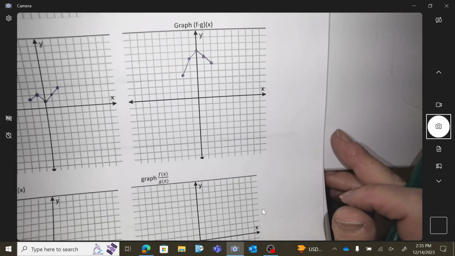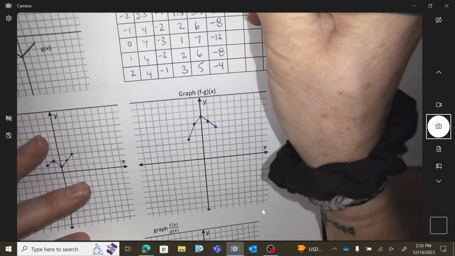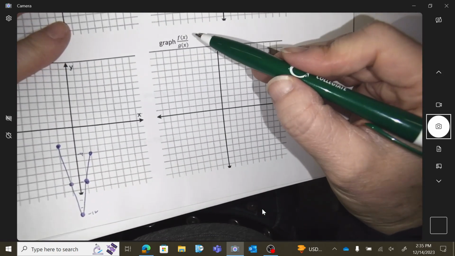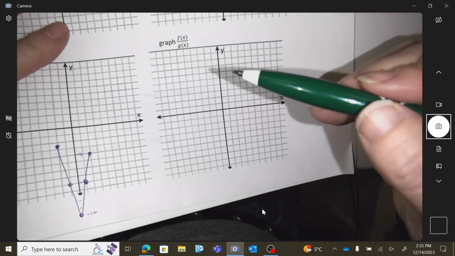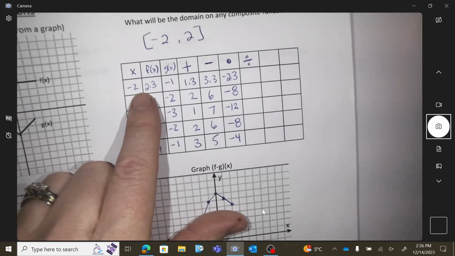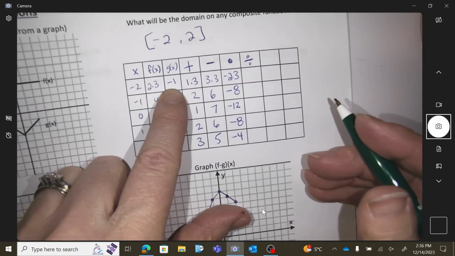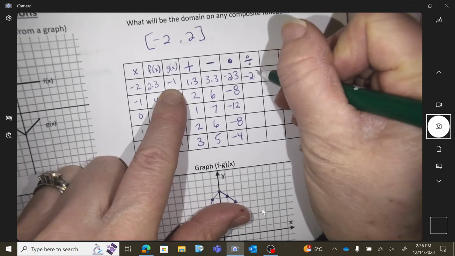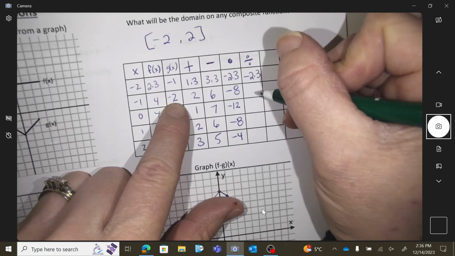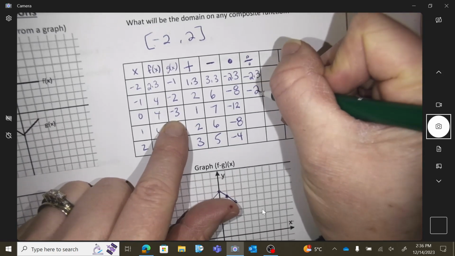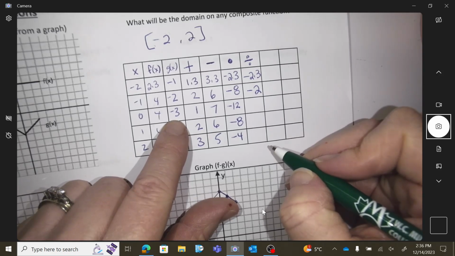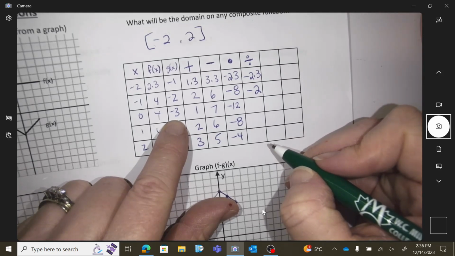And then the last one is division. So order matters. This tells me to go with an f divided by the g. So make sure you're doing this in the right way. f divided by g. So negative 2.3. 4 divided by negative 2. 4 divided by negative 3, we can go with the decimal because it's on a graph.